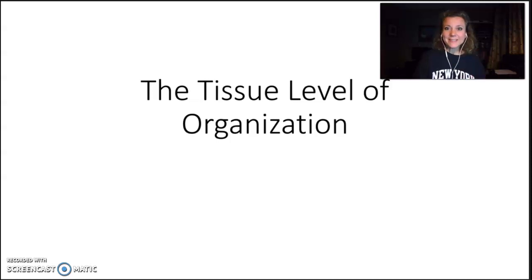Hello anatomy students, we're starting our new unit today on the skin and body membranes, and to kick it all off, I first wanted to talk a little bit about the tissue level of organization.